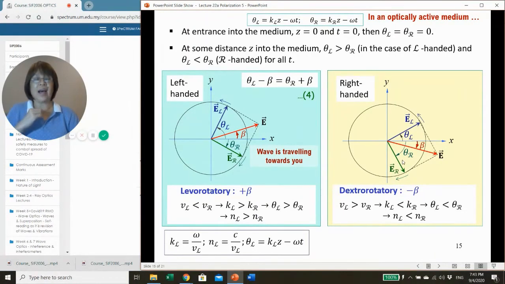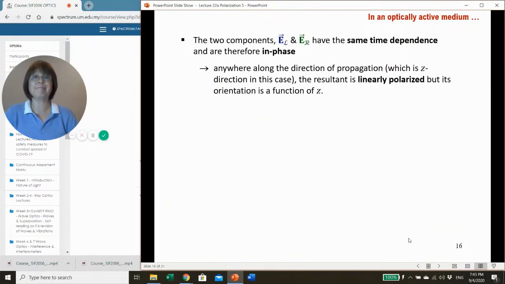Or after having traveled z distance into the medium. So this is dextrorotatory. We have a resultant rotation of negative beta. In this case, VL will be larger than VR, but KL will be smaller than KR, and theta L will be smaller than theta R. And here it also follows that NL would be smaller than NR.